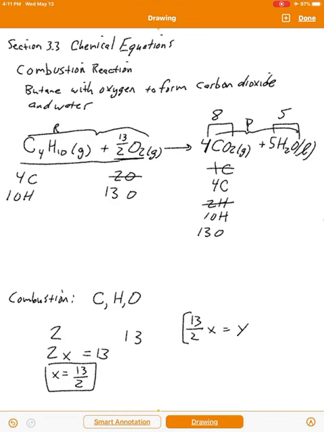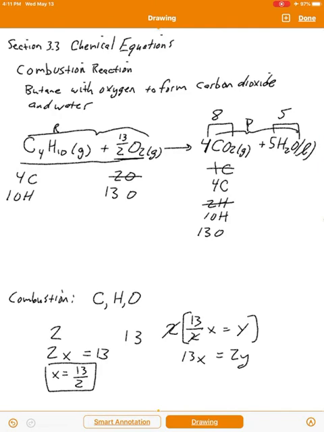So if I were to do that with this algebraic equation, what I would do is multiply it by 2, and that would give me 13x equals 2y, right? You're just multiplying both sides by 2. So that gets rid of the fraction. You do the same thing in terms of the chemical equation.